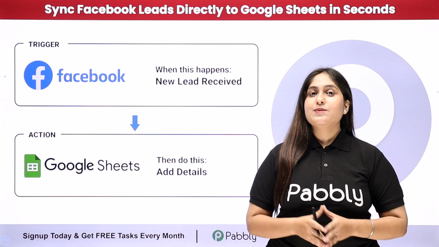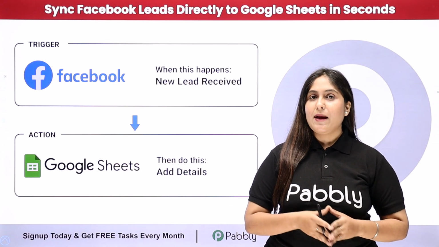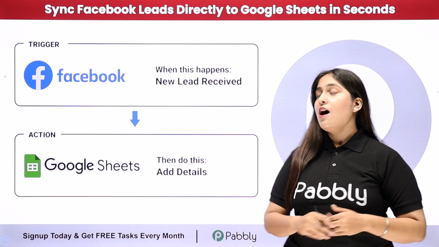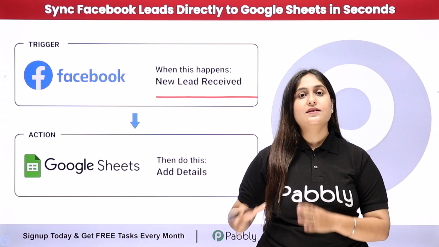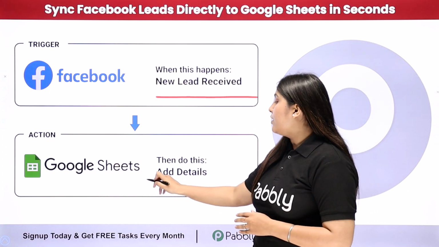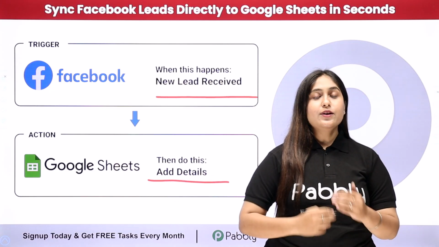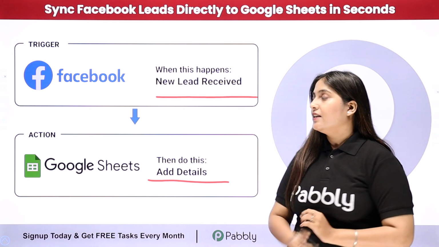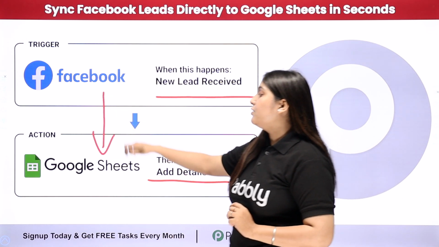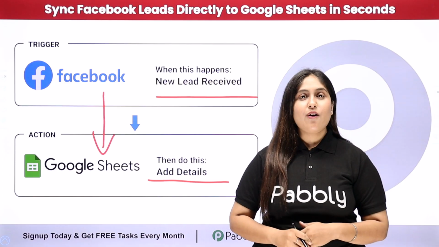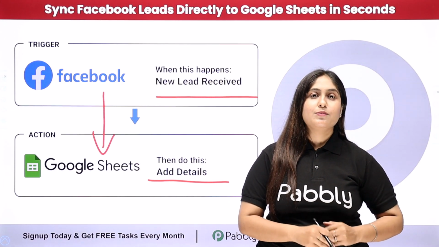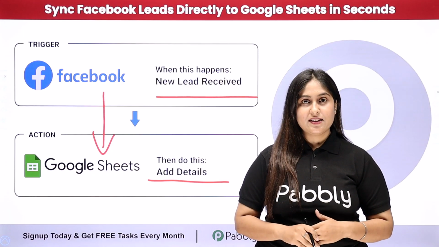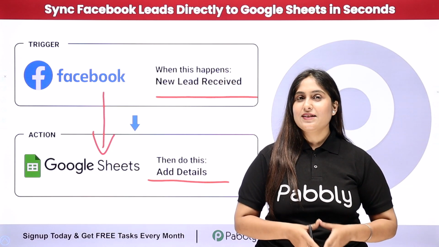So here I am running Facebook lead ads to generate new leads for my business, and here my objective is whenever I'm going to receive a new lead, then automatically and instantly I want to add that lead detail in my Google Sheets as a new row. So now here to automate the entire process, I will connect my Facebook lead ads with my Google Sheets using an automation software named as Pabbly Connect. So now here to see the working of this automation and to learn this process step by step, let me take you all to my screen.